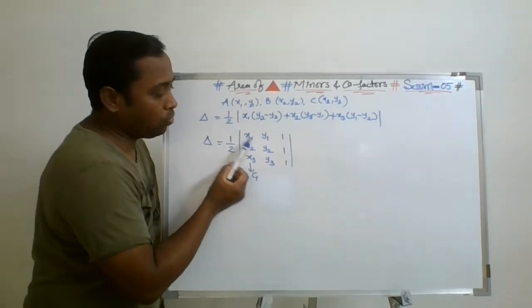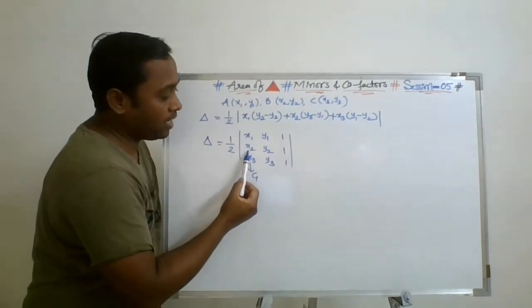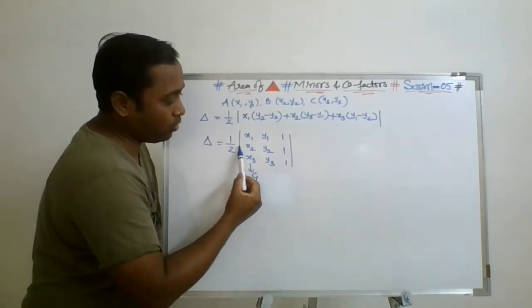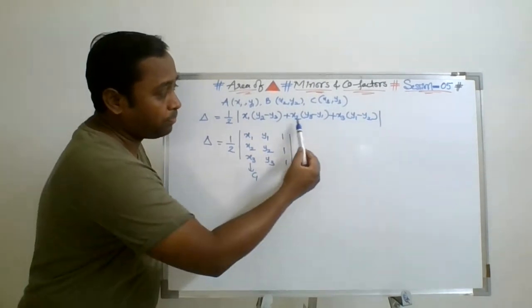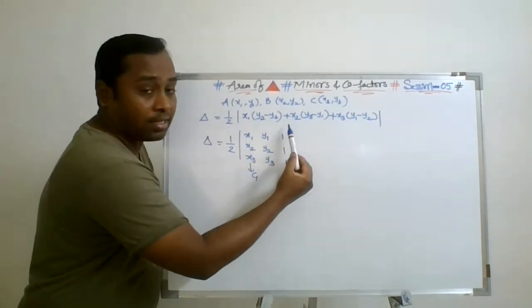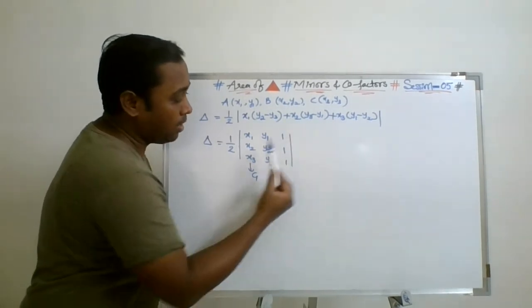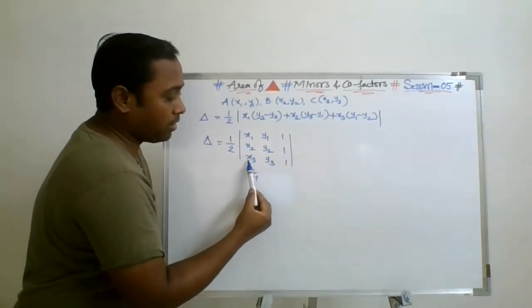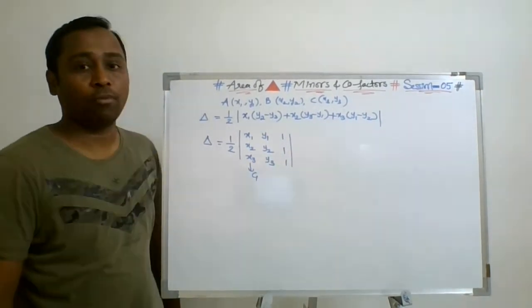x1 into (y2 minus y3). This is the first factor. Then x2 into (y1 minus y3). But the middle sign would be minus, so that is balanced by the sign here, so ultimately you will get the second part. Similarly, when you multiply x3, x3 into what? (y1 minus y2). That is the formula.